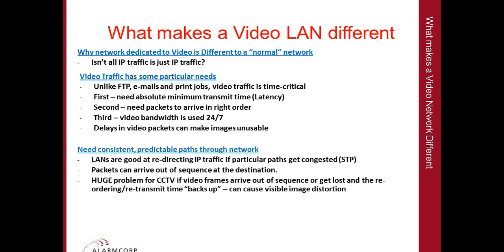So, for video traffic, we need very consistent, predictable paths through the network. And this is where we have a bit of a problem, because the Ethernet network was intended to be very good at redirecting IP traffic if particular paths get congested. An example of this is the spanning tree protocol. Now, as we said earlier, packets can arrive out of sequence at the destination. This is a big, big problem for video traffic. As we said earlier, if packets are received in the wrong sequence and cannot be reconstituted before a next batch of packets, we have an image loss.